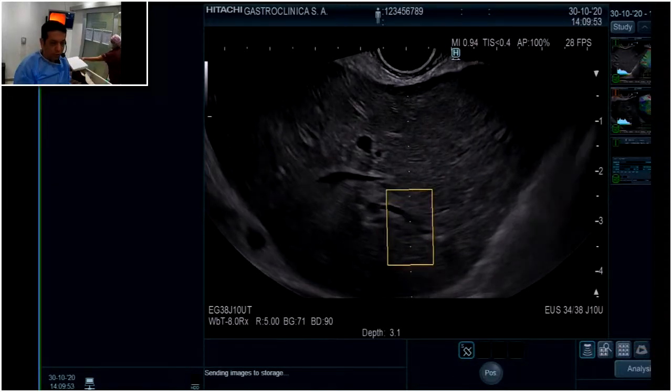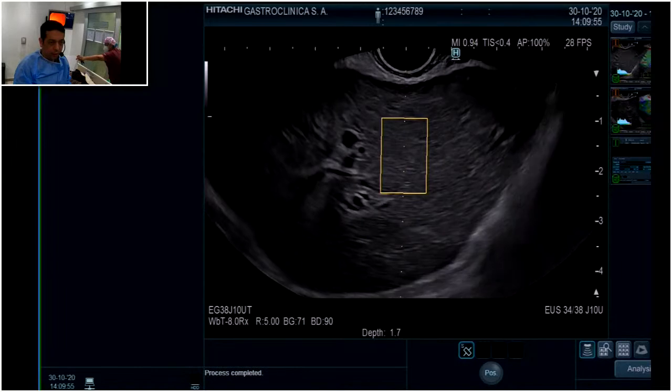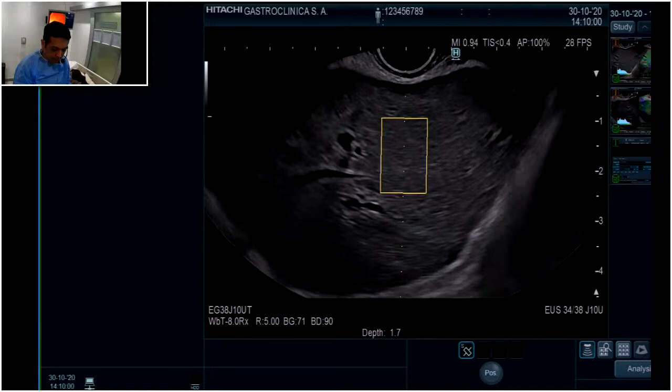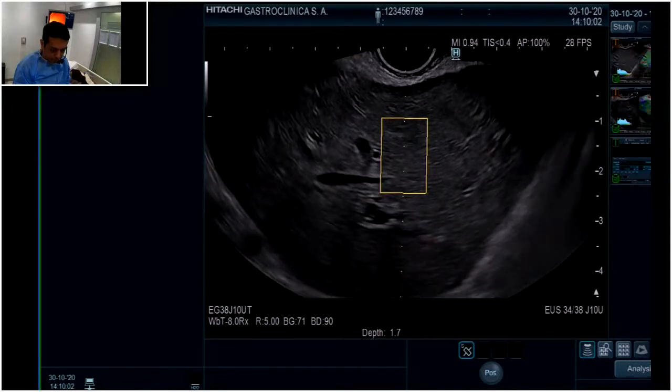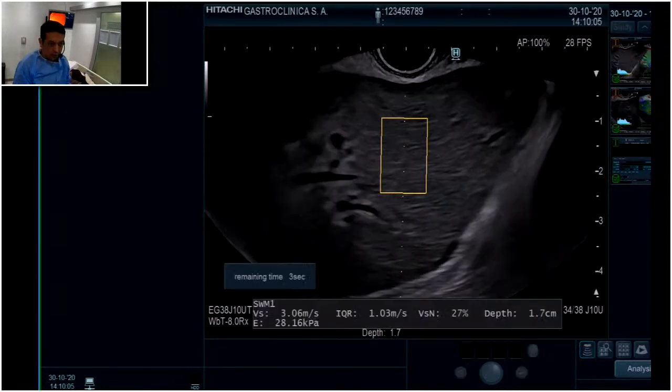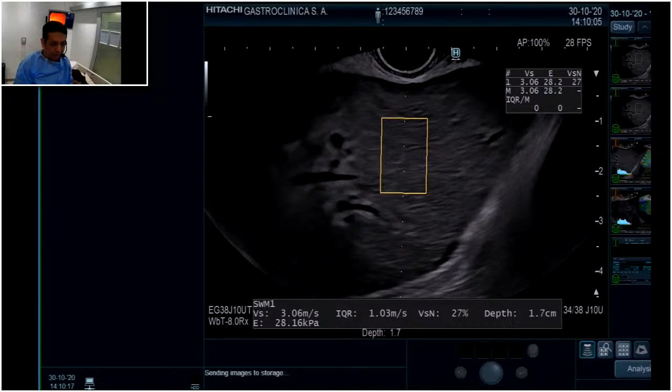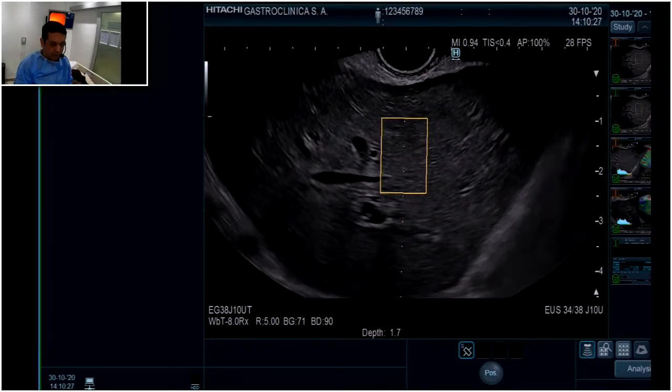Now I will show you the Shear-Wave technology, and we are at the level of the left hepatic liver, and I will start my Shear-Wave evaluation. For this measure we have 28 kilopascal. So it means that this is a very hard tissue. Normal liver tissue in Shear-Wave technology is up to 5. So more than 5 means it's very hard tissue.